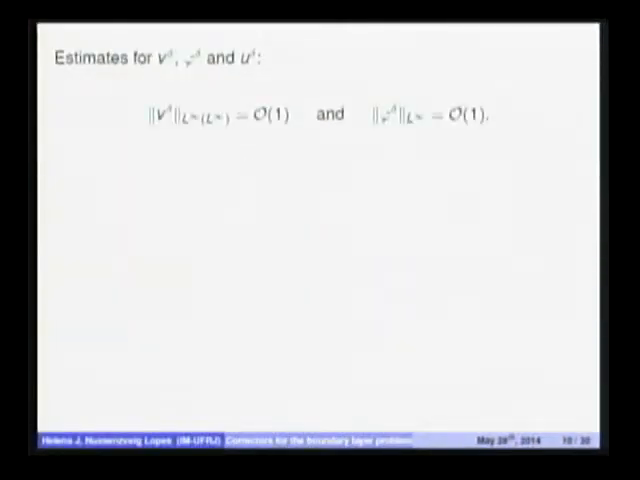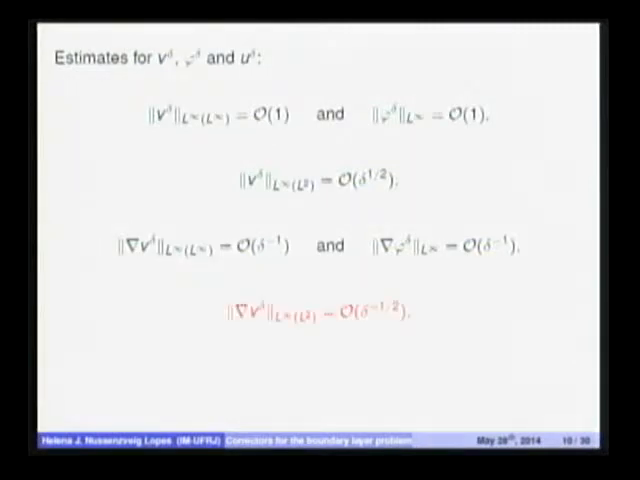What are the estimates that we have for V delta, phi delta, and U delta? Well, V delta, the boundary layer term, is of order 1 in L infinity. In L infinity L2, it's small, like delta to the 1/2. Its gradient in L infinity goes like 1 over delta. And its gradient in L infinity L2 is of the order of delta to the -1/2. This thing here is what's going to change in further applications.